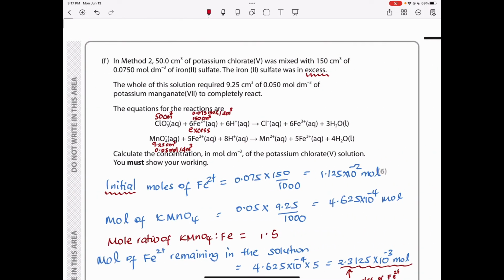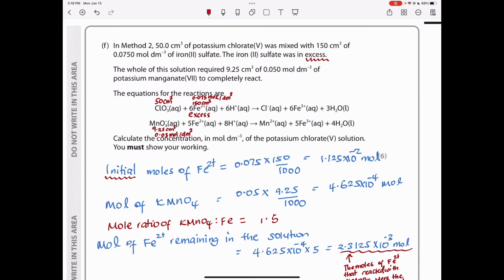In method 2, 50 centimeters cubed of potassium chlorate 5 was mixed with 150 centimeters cubed of 0.0750 mole per decimeter cubed of iron 2 sulfate. The iron 2 sulfate was in excess, so the whole of this solution required 9.25 centimeters cubed of 0.05 mole per decimeter cubed of potassium manganate 7 to completely react. We were given the two equations for this reaction, and we are asked to calculate the concentration in mole per decimeter cubed of potassium chlorate 5 solution.